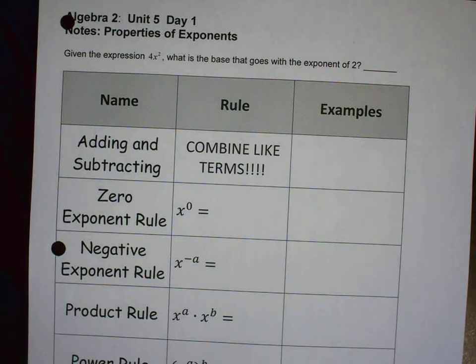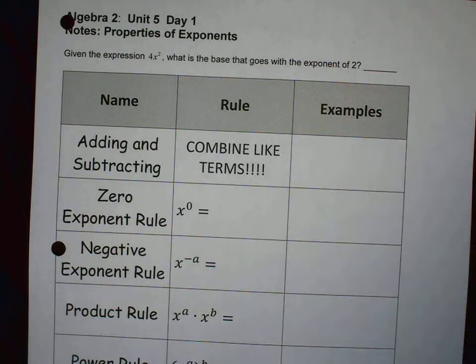This is Unit 5, Day 1 Notes, Properties of Exponents. So all of this is actually a review of Algebra 1, so this all should seem very familiar to you because this is all stuff that you have done before. So again, this is all a review of Algebra 1.